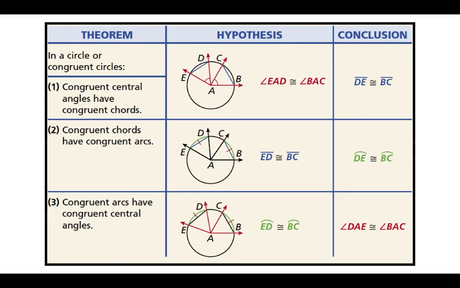Now here's the crazy part. Since we know that congruent central angles have congruent chords, and congruent chords have congruent arcs, then by the transitive property, congruent arcs have congruent central angles. Yay! So exciting.